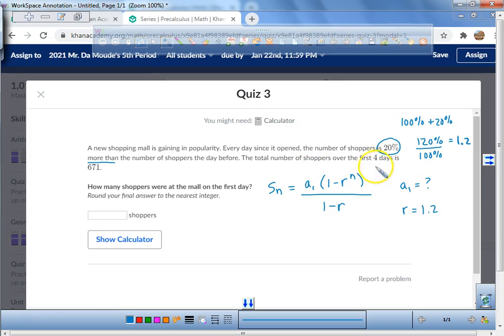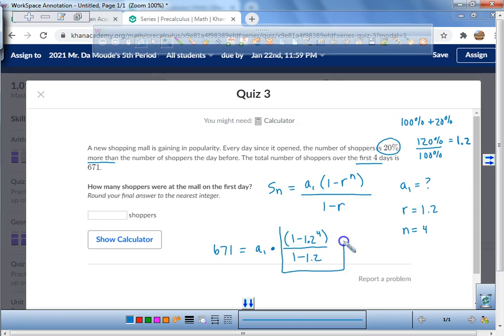And it says after first 4 days. So that's going to be my n value. My n value is after 4 days. And then the sum is 671. So here we go. 671 equals my very first term, which I'm going to solve for, times, put a little fraction here. I'm going to put up here 1 minus 1.2 to the power of 4 all over 1 minus 1.2.